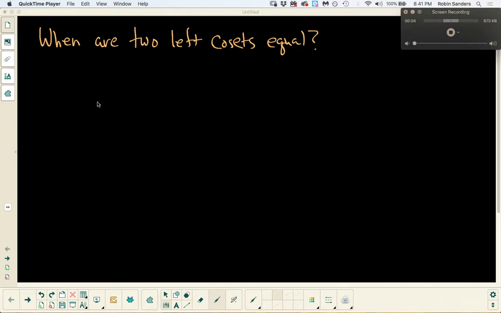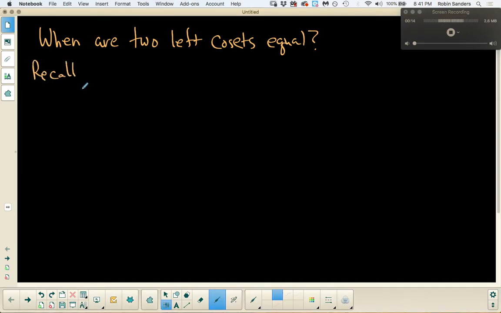In this video, we're going to look at the question of when are two left cosets equal. Now to start with, I want to do a little bit of review. The first thing that I want to do is recall that the definition of a left coset involves the following kind of thing.